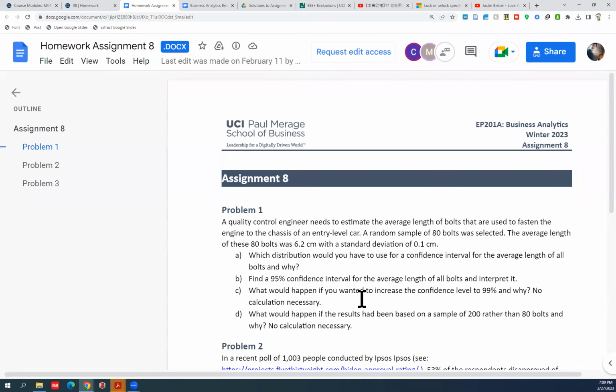And this criteria is that, okay, we have 80 bolts drawn, and the average length of these 80 bolts was 6.2 centimeters, whereas the standard deviation is 0.1 centimeter. Now, first simple question. Do you think the statistics, that's the average length of 6.2 centimeters and standard deviation 0.1 centimeter, are sample statistics or population parameters?